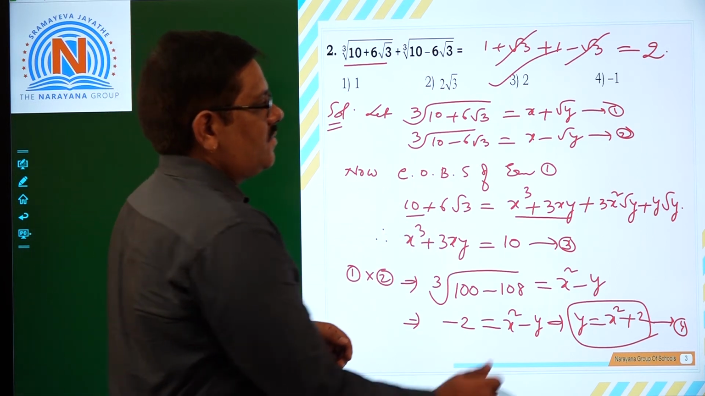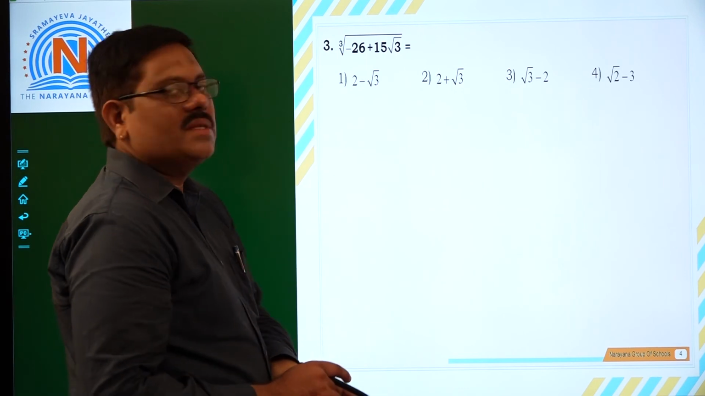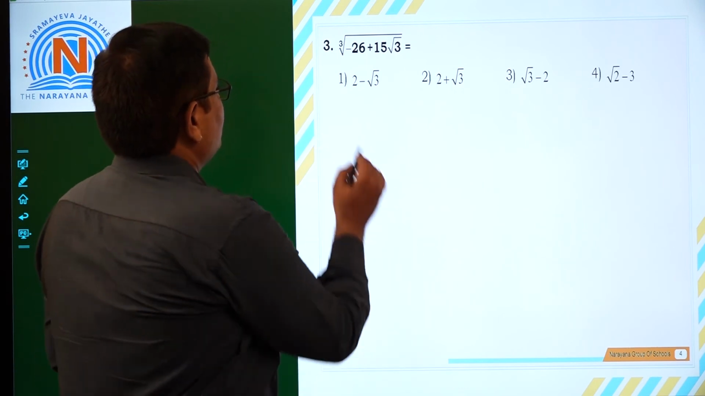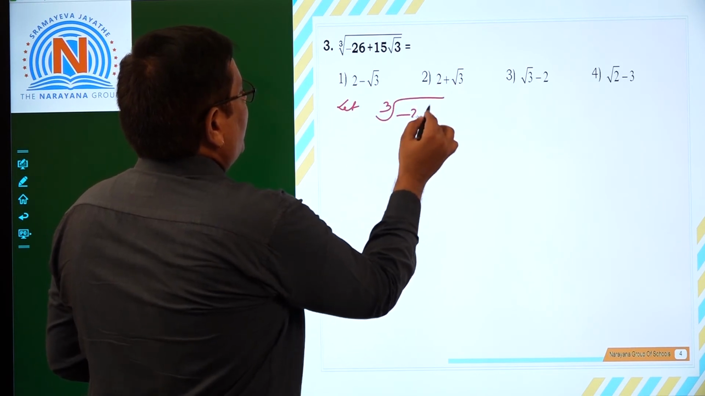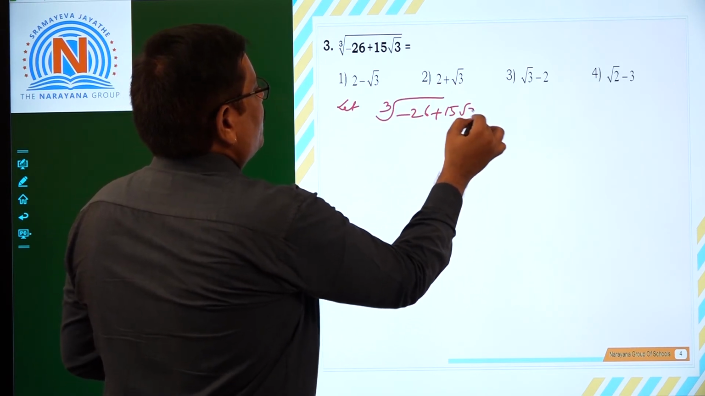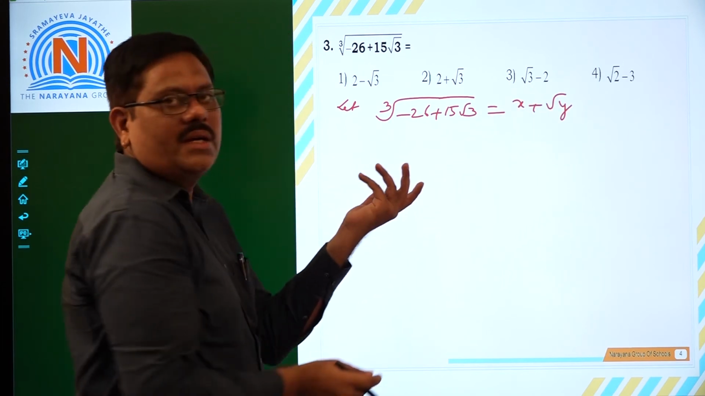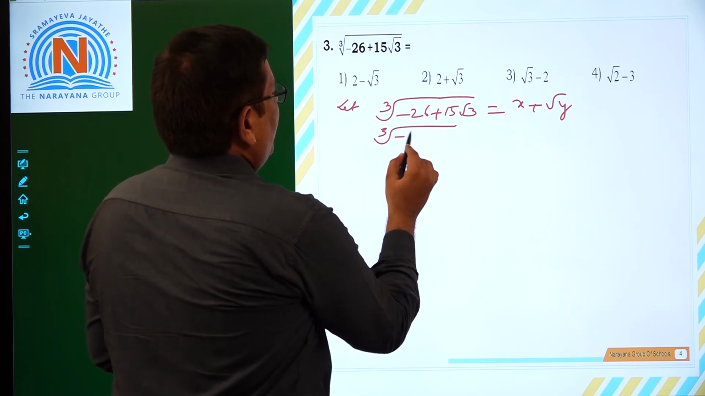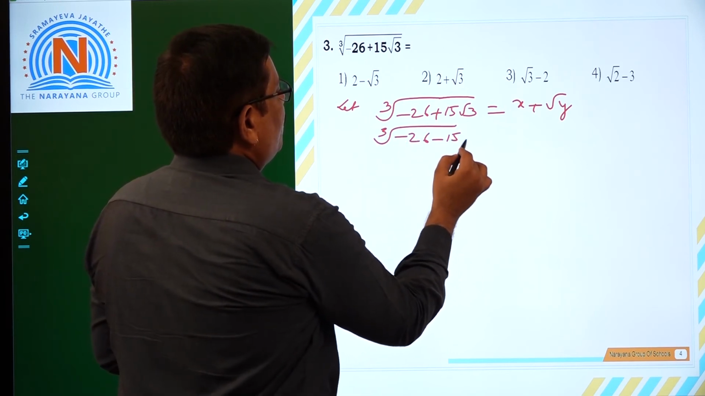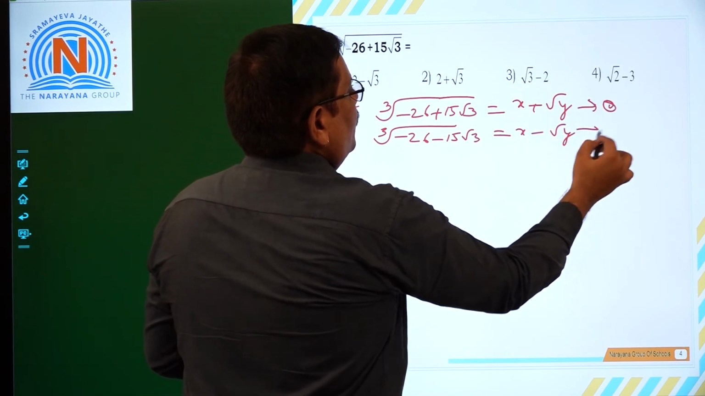Okay. Now we'll move to the next question. Cube root of minus 26 plus 15 root 3. Similar model question. Let us take cube root of minus 26 plus 15 root 3 as some x plus root y. x can be positive or negative, so we can take it as x plus root y. Similarly, cube root of minus 26 minus 15 root 3 is going to be x minus root y. These are 1 and 2 as usual.